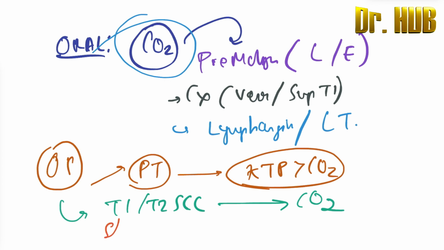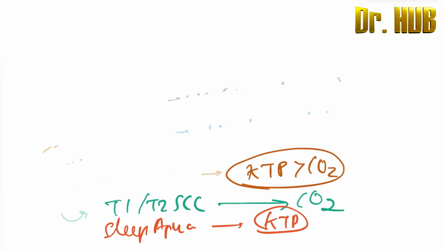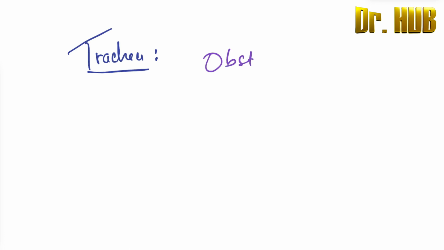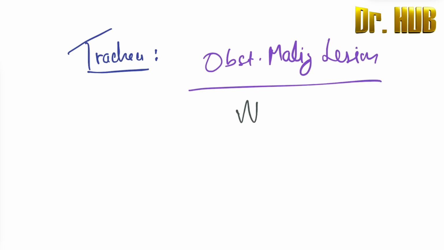Next will be sleep apnea. In terms of sleep apnea, there is use of KTP. Next is the trachea. In terms of trachea, it is obstructing malignant lesions. So for obstructing malignant lesions, there is use of Nd:YAG.